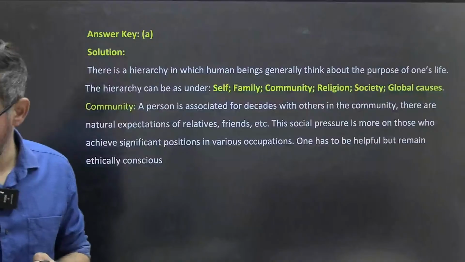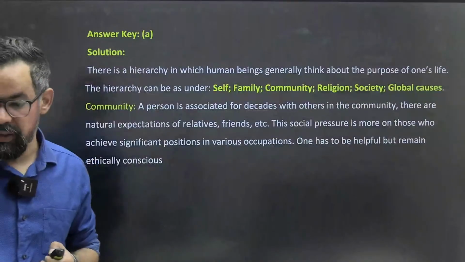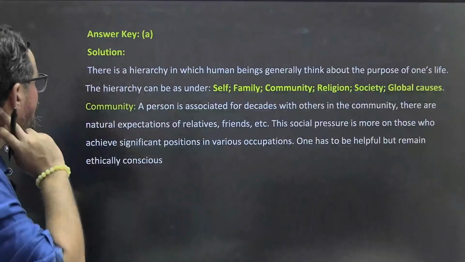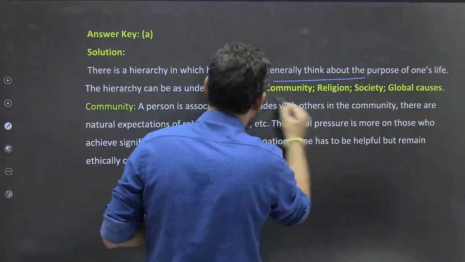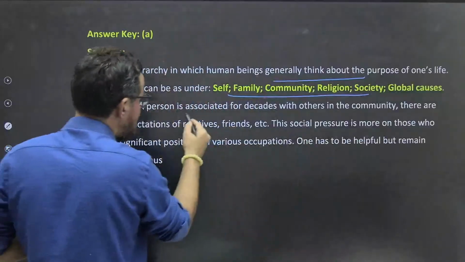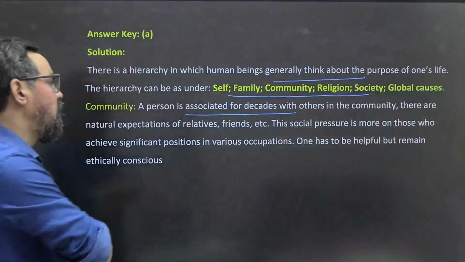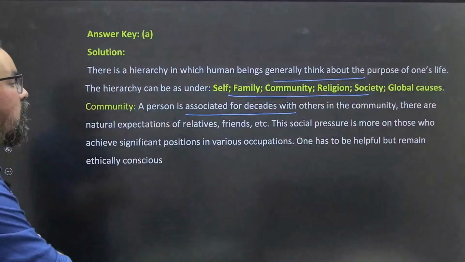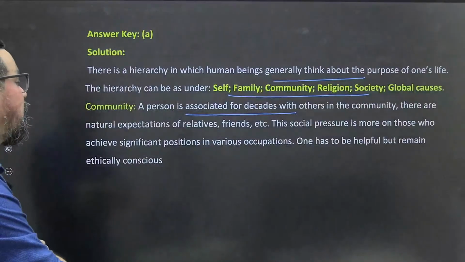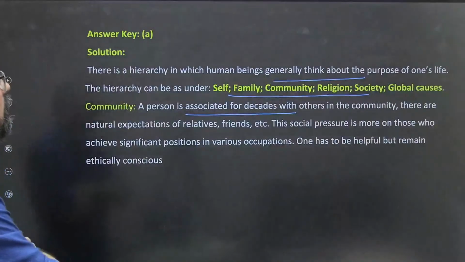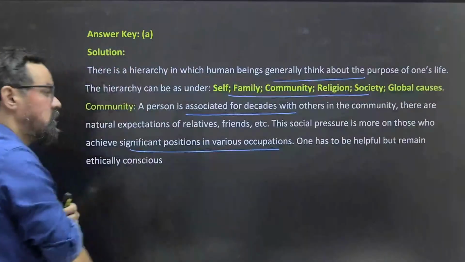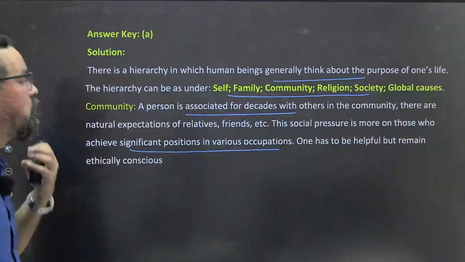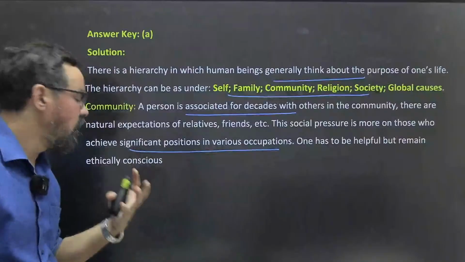Anyone who wants to answer this? Kamlesh sir is saying option C for this question or the previous one. So in this hierarchy, the beginning is about the purpose of oneself. A person is associated for decades with others in the community. There are natural expectations of relatives, friends. The social pressure is more on those who achieve a significant position in various occupations. One has to be helpful but remain ethically conscious.